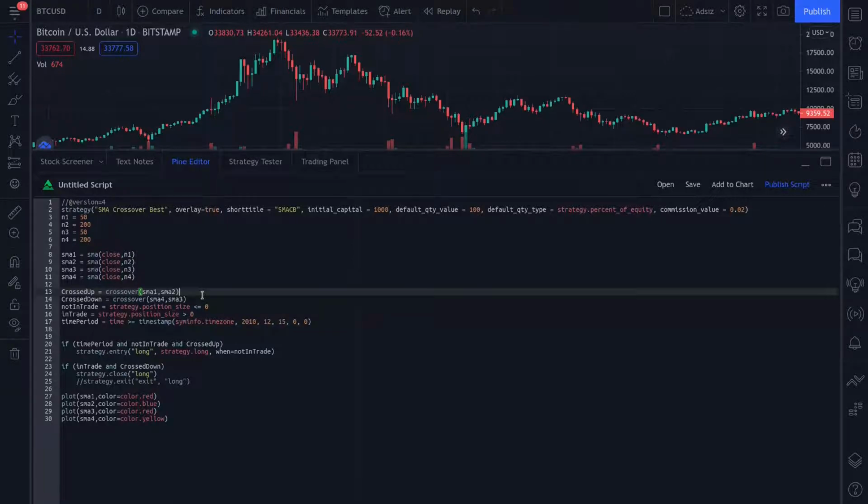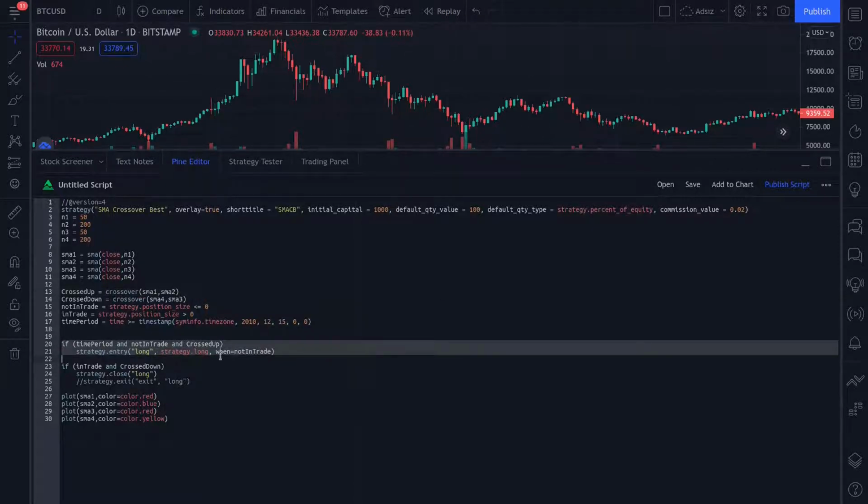Then we define not in trade, which means that we are not trading. We don't have an open position, and in trade when we do have a position. Next, we define a time period so that we can specify a time if we want to limit our backtesting to a certain period. So here's the strategy actually. If there's time period and we are not in trade and it's crossed up, we enter the strategy long. And if we are in trade and it's crossed down, then we close the trade. And then we plot the SMAs on the chart.